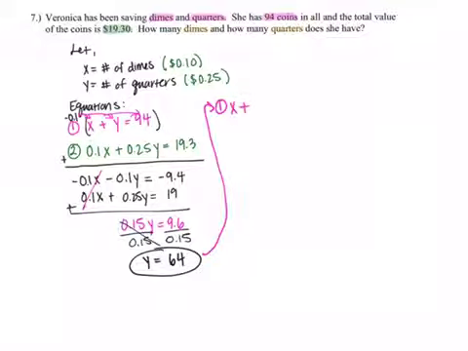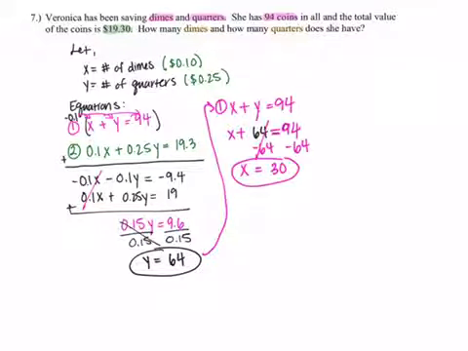So rewriting equation 1, we have x plus y equals 94, and we're plugging in 64 for y. So that's going to be x plus 64 equals 94. So looking at this, if I want to get x by itself, I need to subtract 64 from both sides. My x, I can bring it down. My 64 cancels, bring down my equal sign. 94 minus 64. That is 30. So I know my x is 30, but x is the number of dimes I have. So I know I have 30 dimes.